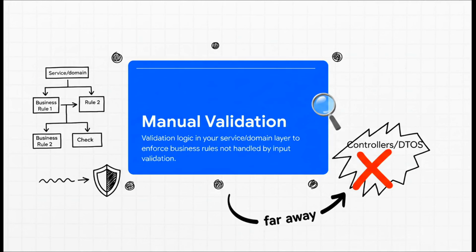It's pretty much exactly what it sounds like. You, the developer, you manually write the code that checks your business rules. But the most important part, the whole key to this, is where you write that code. It has to be inside your service layer or your domain layer, way, way away from those controllers and DTOs.